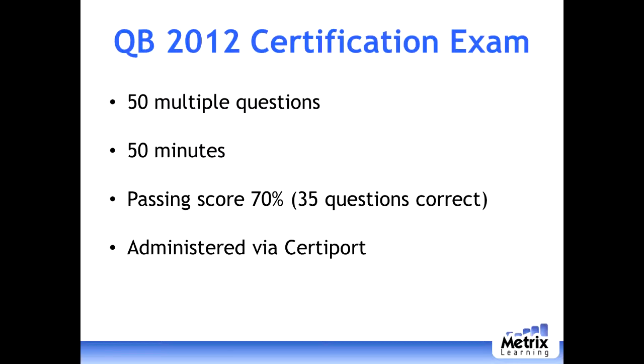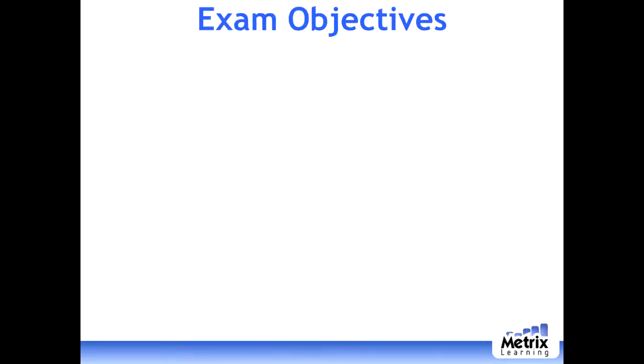To pass the exam, you have to score 70%. Essentially, that's 35 questions you need to answer correctly. The QuickBooks certification exam is administered through a testing company called Certiport, and you'll be taking that at the Work to Future Assessment Lab, which I'll go over in further detail a little bit later on.